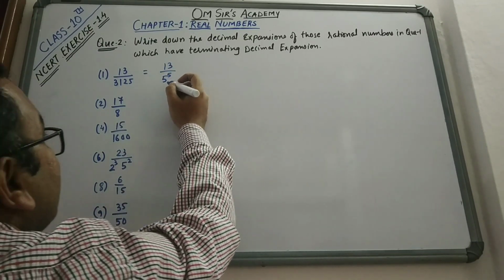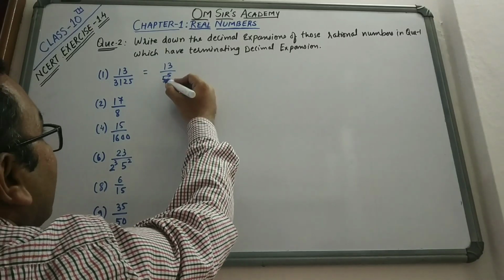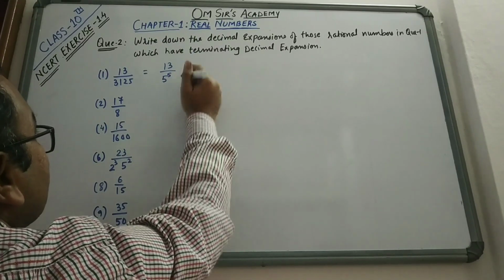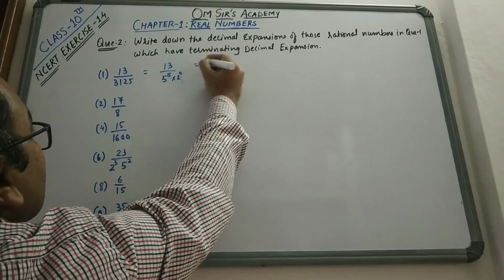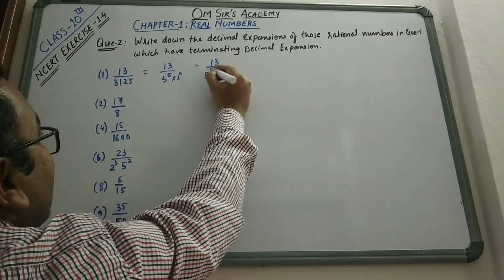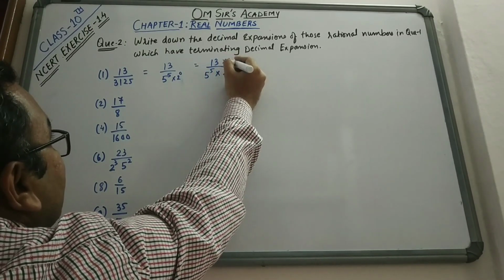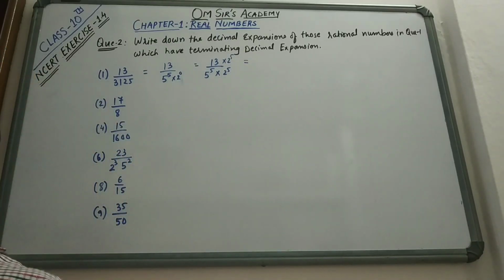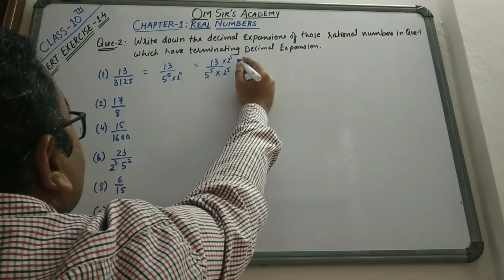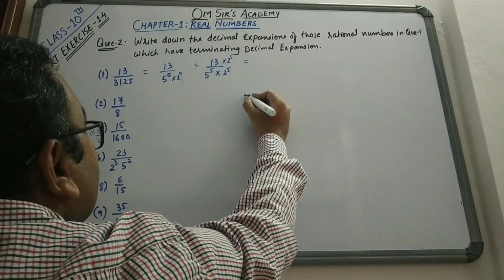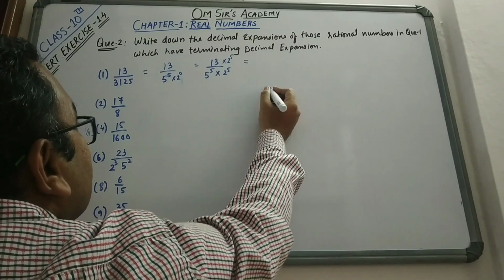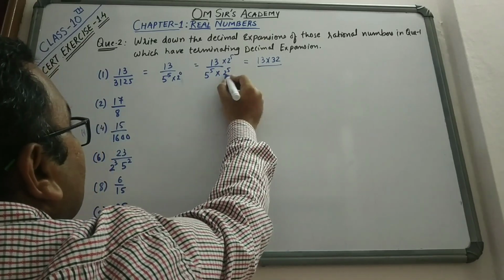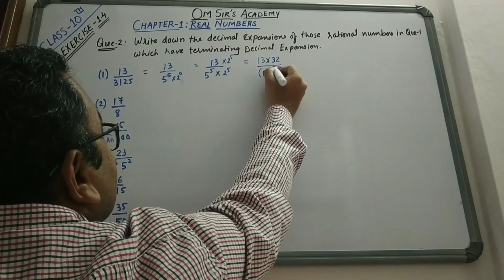To find the terminating decimal expansion, I need to make the powers of 2 and 5 balance. Here there was no 2 present, it was 2 raised to 0. So to make it balance, I will multiply 5 raised to 5 by 2 raised to 5 in the numerator and denominator. So it will be 13 into 2 raised to 5 upon 5 raised to 5 into 2 raised to 5. 2 raised to 5 is 2 2s are 4, 2 4s are 8, 2 8s are 16, 2 16s are 32. So 13 into 32 upon 2 5s are 10, so it will be 10 raised to power 5.